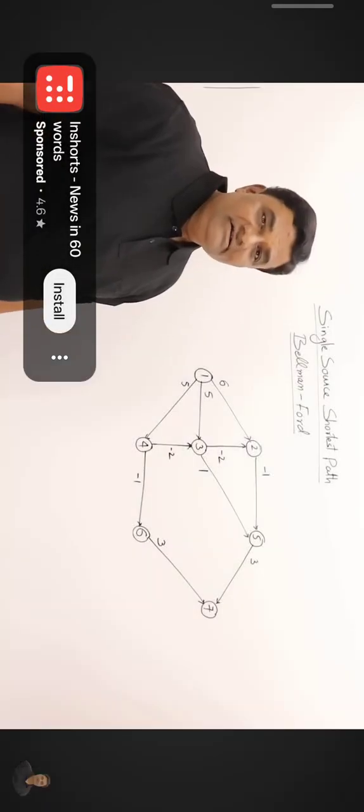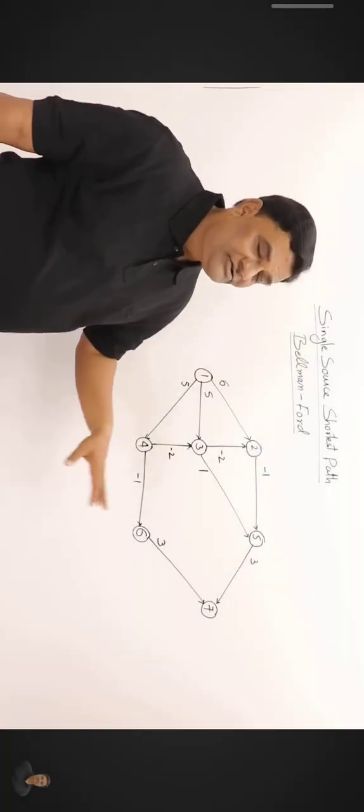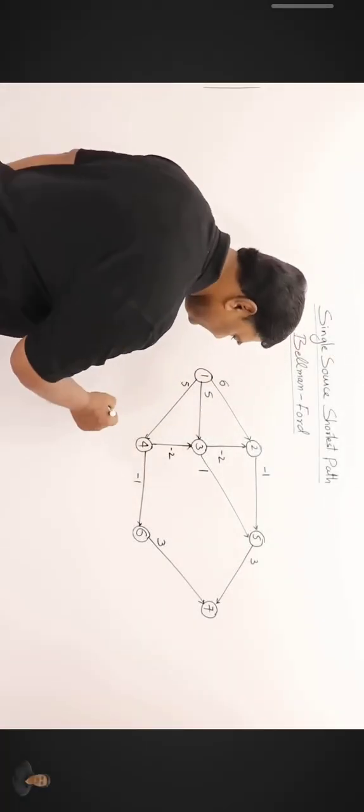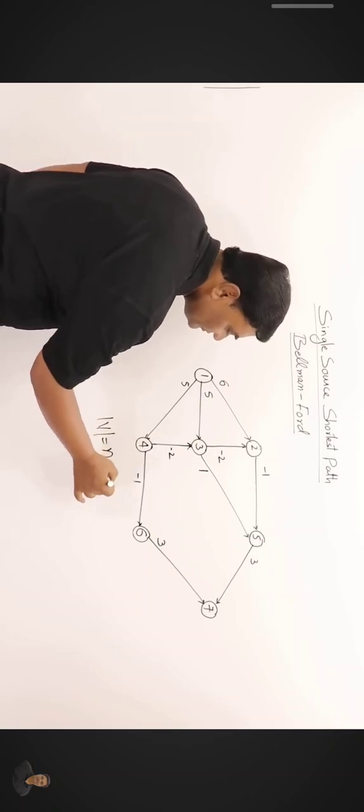Go on relaxing all edges. How many times? All edges, you repeatedly relax them for n minus 1 time. What is n here? N is the number of vertices. Number of vertices are 7. So I should relax them for 7 minus 1.